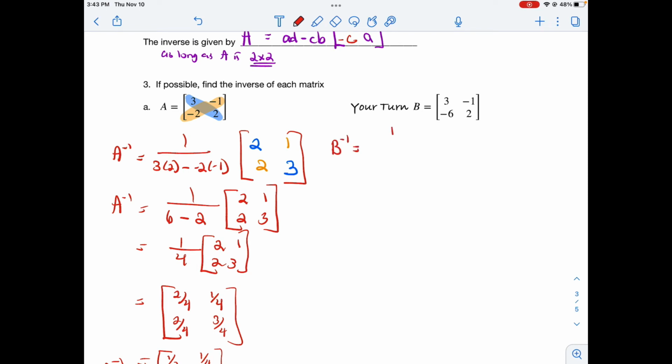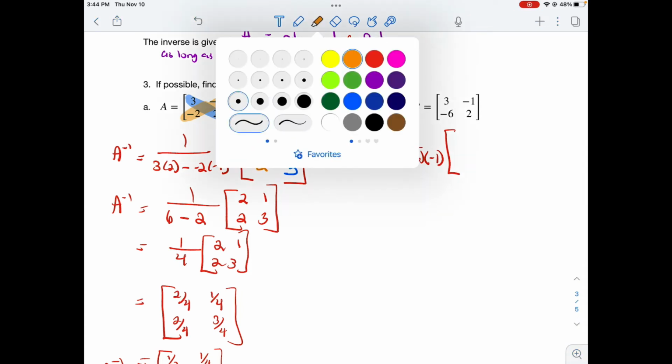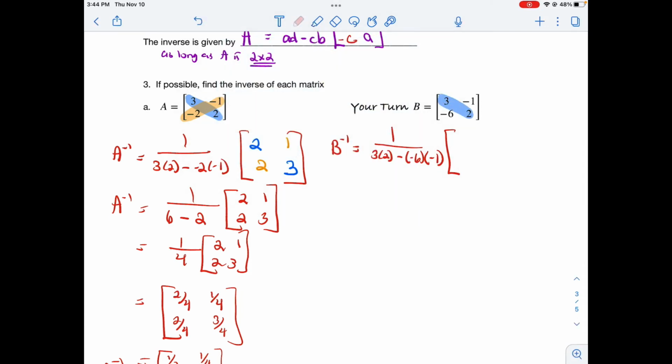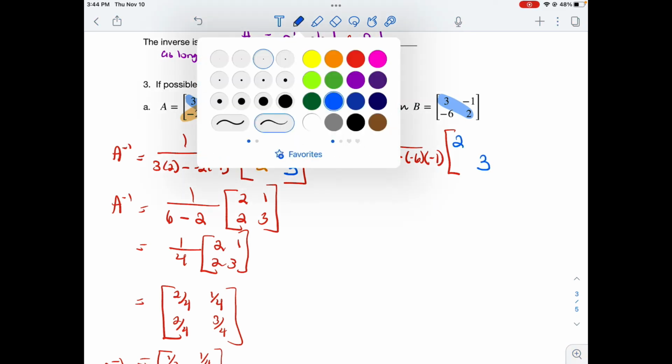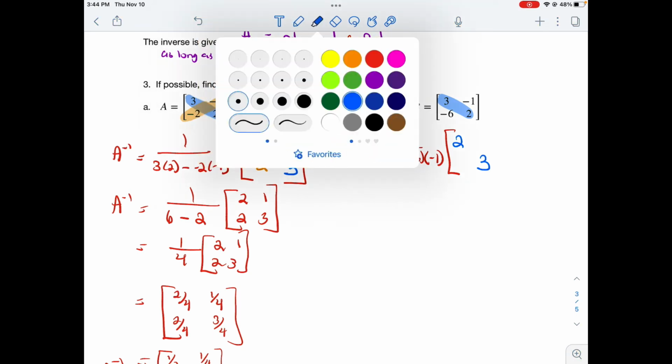So to find the inverse of matrix B, I'm going to start by taking 1 over the product of the diagonals down minus the product of the diagonals up, times the matrix where I switch the terms on the product down. And so that becomes my first row, first column is 2. My second row, second column becomes 3. And then the diagonals up, we negate. So negative 6 becomes positive 6 and negative 1 becomes positive 1.